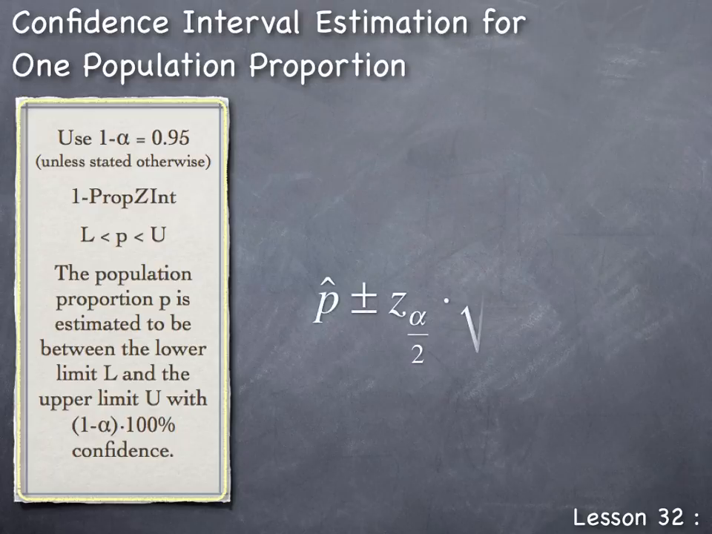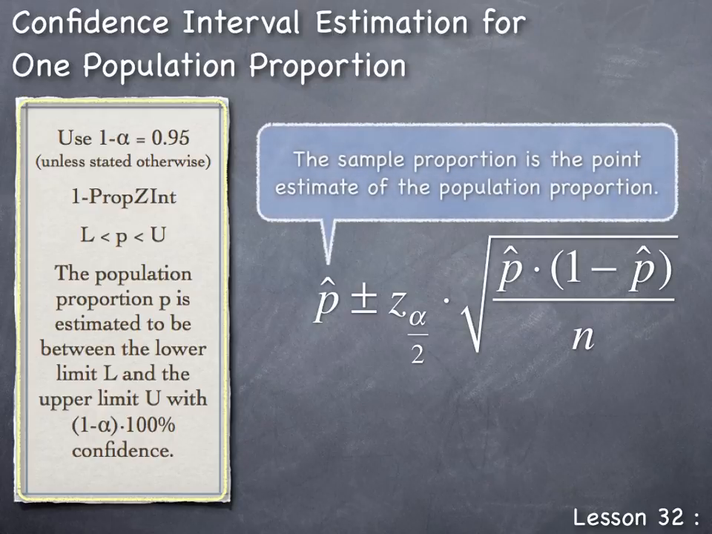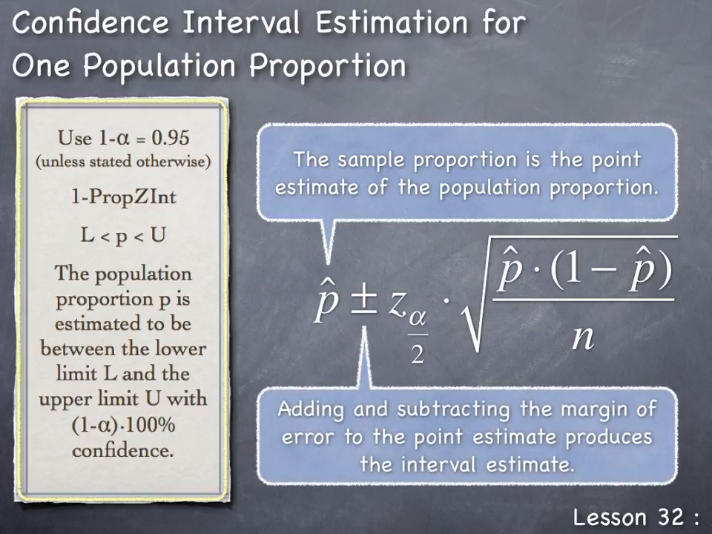Now the formula that is programmed into the 1-PropZInt command on the TI-84 calculator is given here, where the sample proportion p hat is the point estimate of the population proportion p, and the z times the square root of the quantity p hat times 1 minus p hat over n is the margin of error. And adding and subtracting the margin of error to the point estimate produces the interval estimate. Adding produces the upper limit U, and subtracting produces the lower limit L.